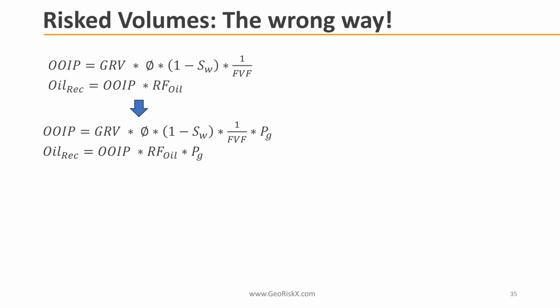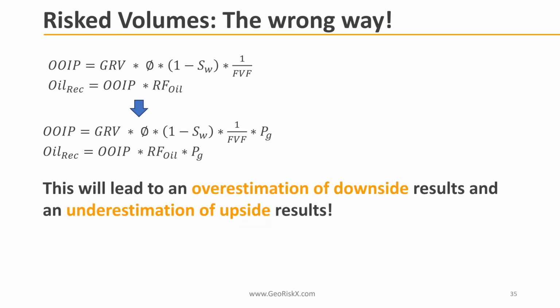What will end up happening is you will end up overestimating on your downside and underestimating your upside results. I know this seems weird, but what you'll end up doing is compressing your results essentially, where you won't think the downside is as bad as it is, and you won't think the upside is as good as it could be. And I see people do this all the time, and it is the wrong way to do it.